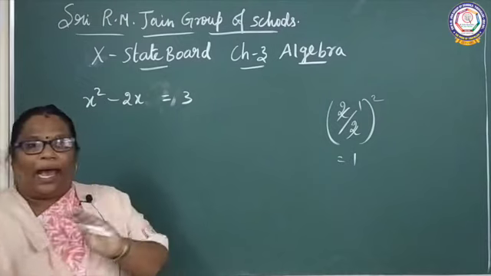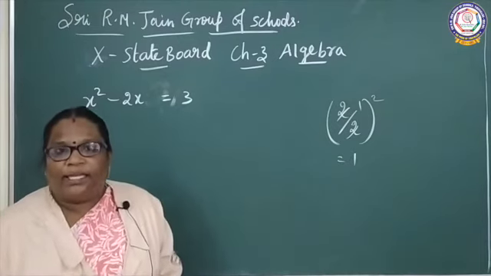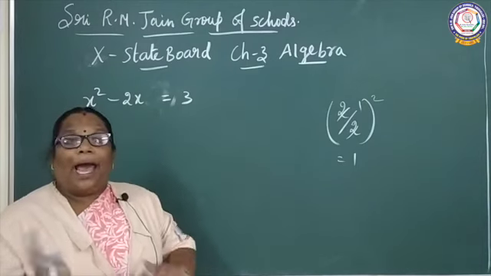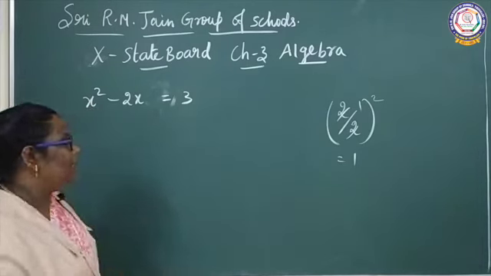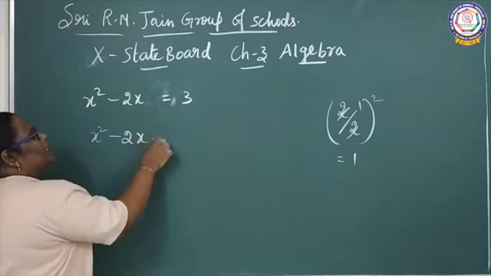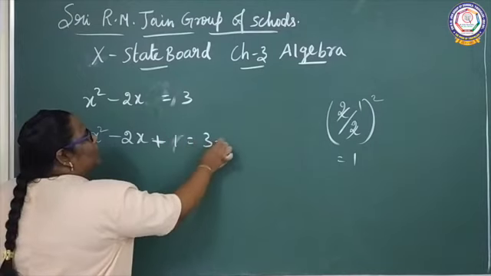I told you, add and subtract. If you keep the constant on the same side, you will write add and subtract, or you will write add 1 on both the sides. See here, x square minus 2x plus 1 equal to 3 plus 1.